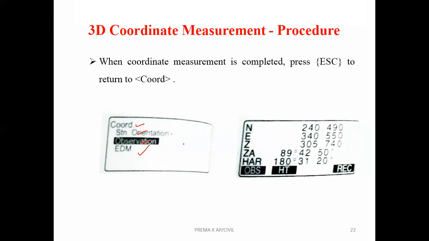So this is the screen when you click observation. Here the coordinates have been displayed and the angles will start measuring. So if you want to re-observe the target, you can use this observation. So if you want to feed the height of the instrument or height of the target, if you want to change or reset the value, you can use this option. If you want to record this value, you can use the record option. When coordinate measurement is completed, press escape to return to coordinates.